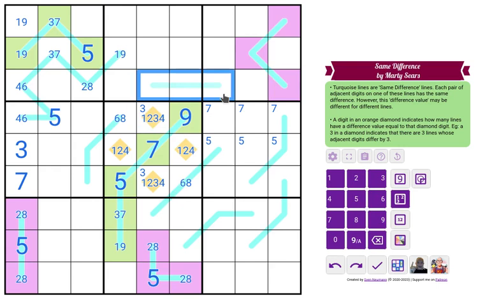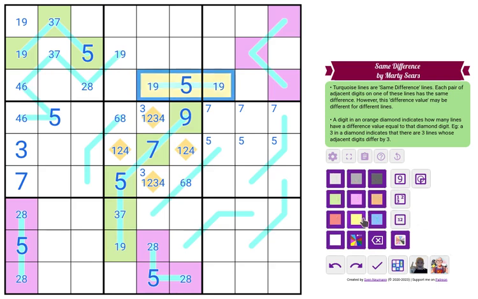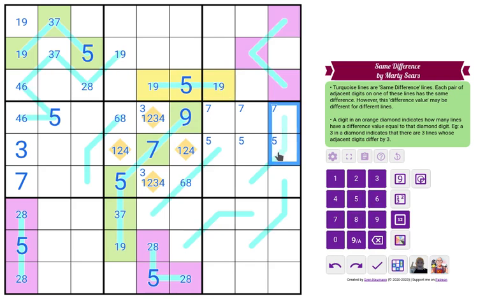This line, well, it can't be something else. It can't be 1, 2, nor 3, and it can't be anything else but a 4. So 159, 5, 1, 9. We have pairs everywhere here. I will put another color for this one. We have the same here. This must be a difference of 4, can't be anything else. Here we know the other.